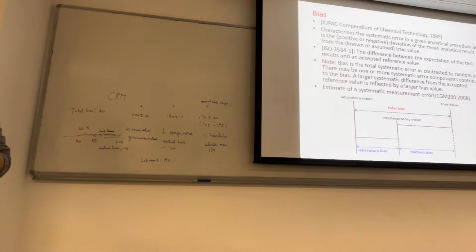And the result obtained by your laboratory is the difference between the interlaboratory result, or the reference result, and your own result. That is your laboratory bias. That means there are two biases, okay? The two add up together will give you the total bias, okay?